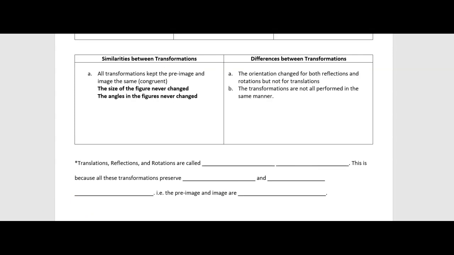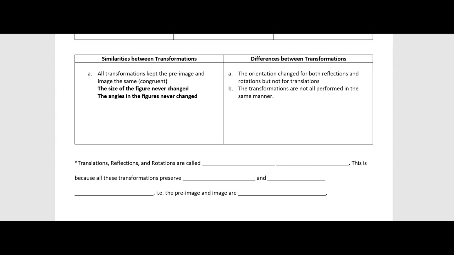All right, so I just put the main similarity up there, and that's that all transformations kept the pre-image and image the same, or we could be more precise and say congruent. Two things we can look for, right? The size of the figure never changed. The figure never got bigger or smaller when we did a translation, reflection, or rotation. And the angles in the figure never changed, right? So those two things are key.